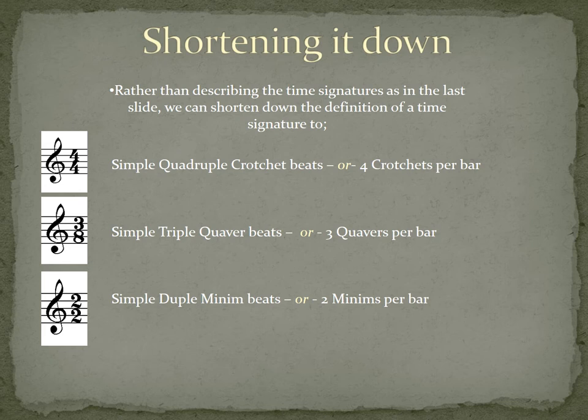Second one, simple triple quaver beats, the top number is 3, or 3 quavers per bar. And the last one, simple duple. And then the 2 represents half notes or minim beats. So that's 2 minims per bar.